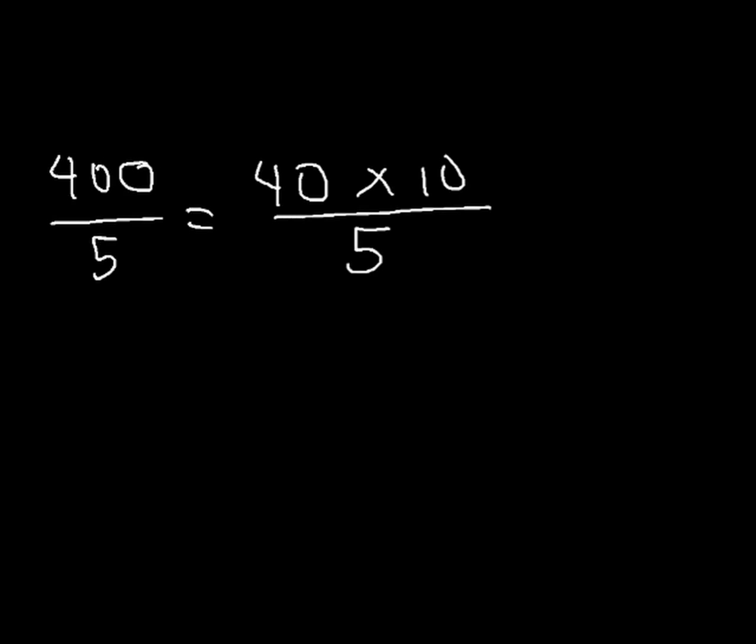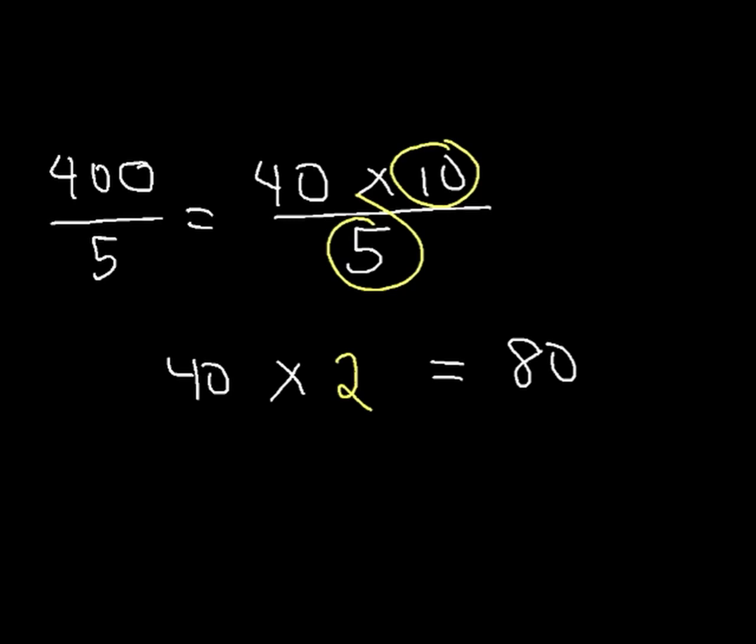Try this example. 400 divided by 5. Now you might think this is outside of your range, but you can view it this way. 400 is 40 times 10 divided by 5. Now what you could do is divide 10 by 5. 10 divided by 5 is 2, because 5 times 2 is 10, and we still have the 40. So 40 times 2 is 80.